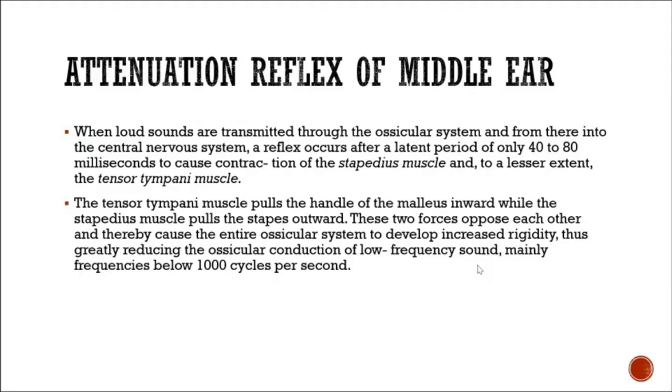Now, what is this called, the attenuation reflex? We have to know that the middle ear is formed by the three bones and two muscles. What are these two muscles? They are the smallest muscles again, the stapedius muscle and the tensor tympani muscle. What do I mean by this attenuation reflex?